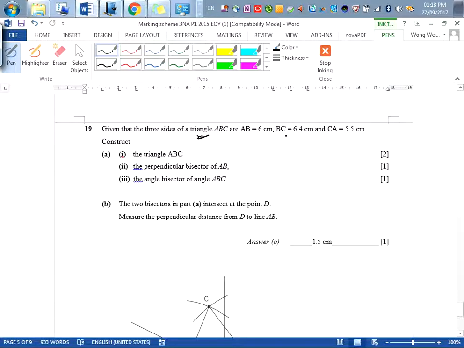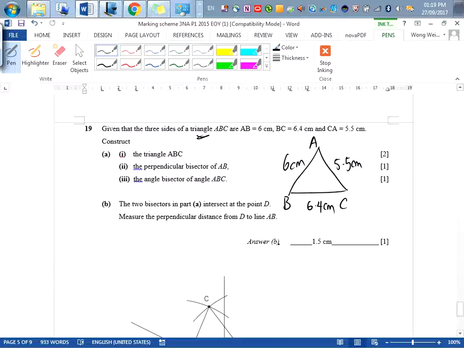Listen. BC is 6.4 cm. Let's draw the base 6.4 cm. Then I have AB. So AB is 6 cm. I'm doing a sketch only, 6 cm. And CA is 5.5 cm. Okay? My triangle is supposed to look like this.